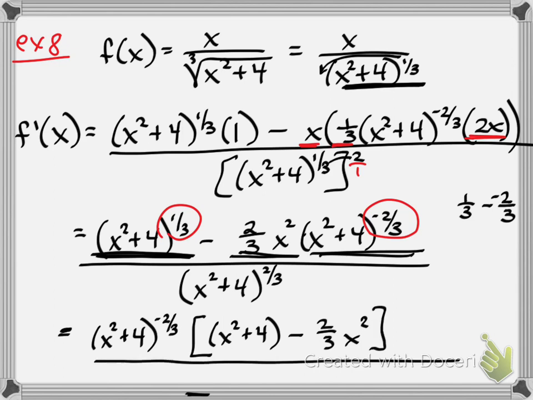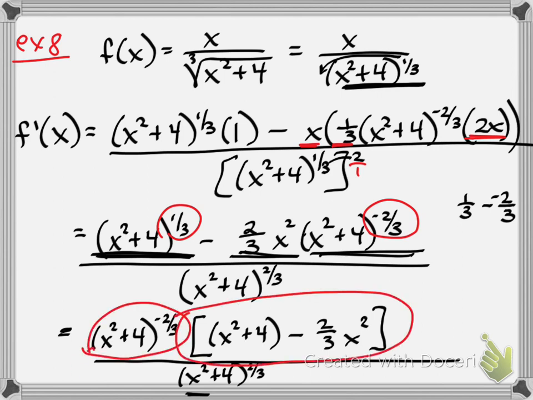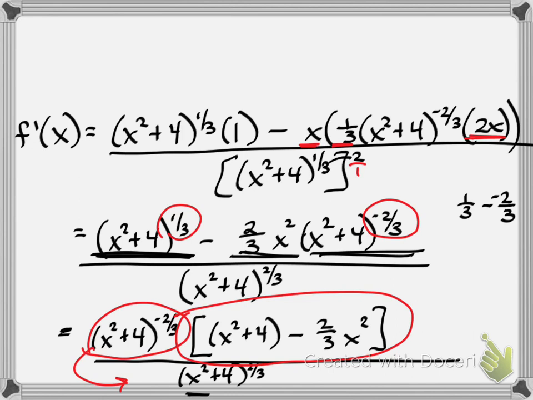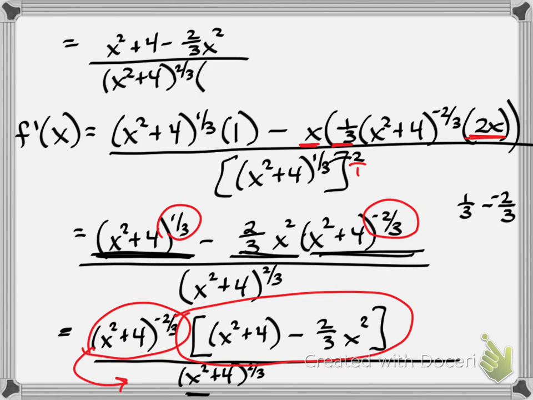all over x squared plus 4 to the 2/3. Since this is multiplied by all of this, I can make that go to the denominator. And if I move that to the denominator, it leaves x squared plus 4 minus 2/3 x squared in the top. And when I move it to the denominator, I'll just show it, x squared plus 4 becomes positive 2/3, and there's already an x squared plus 4 to the positive 2/3 down there.